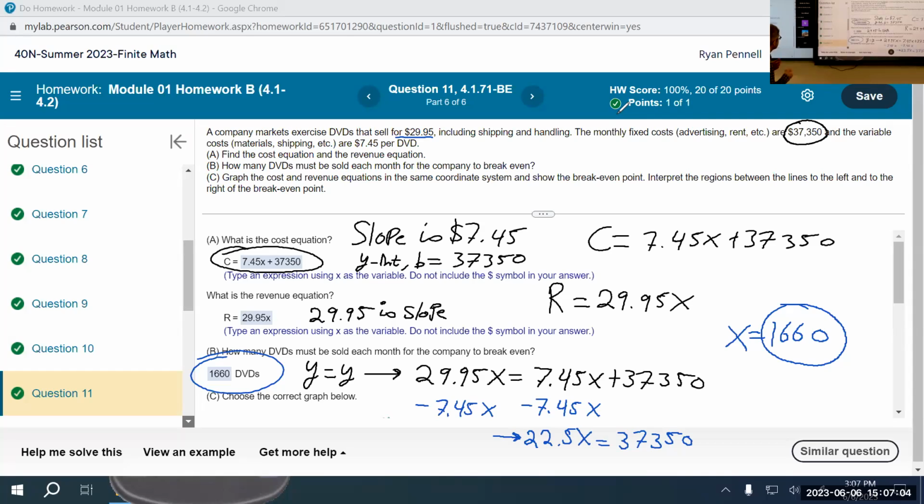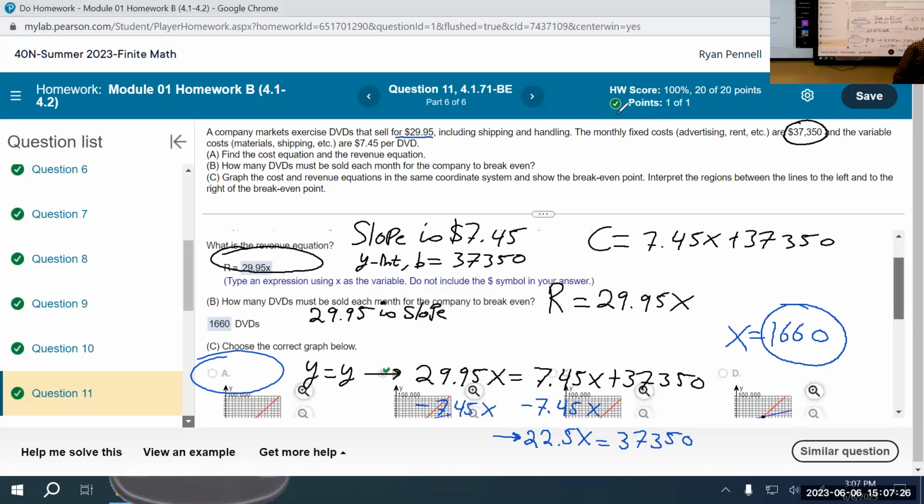And then what I did was I set those two equations equal to each other, and that's just the break-even point. So that means that if they're not selling 1,660 of these DVDs per month, they're at a loss. So that's not good. They really got to sell them. Hopefully that works out for them. Let's keep looking at this.